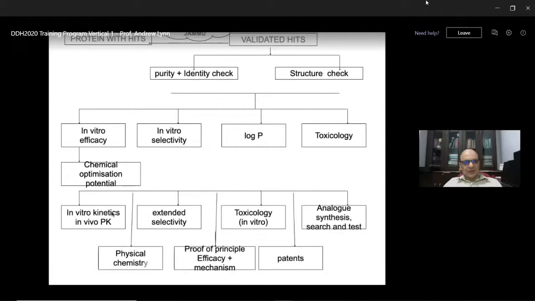There are others also: in vitro kinetics, extended selectivity, in vitro toxicology, analog synthesis. These are aspects required, such as from the physical chemistry, proof of principles. Now, I've just listed out all these from a typical experimental preclinical pathway to move from a lead validation.